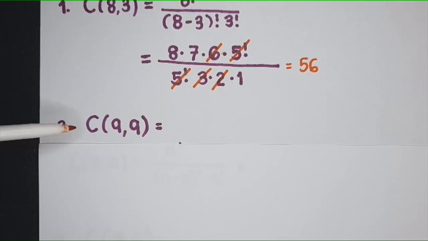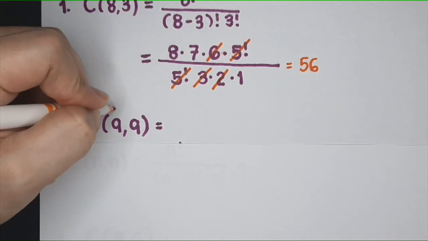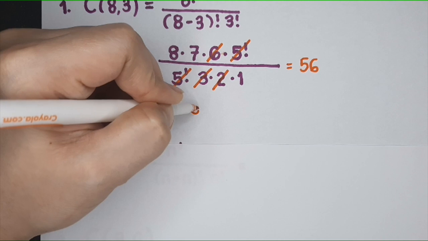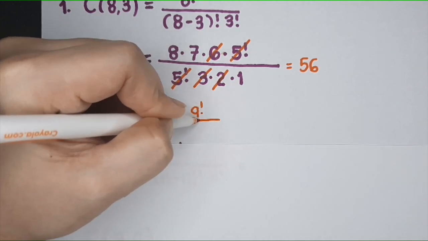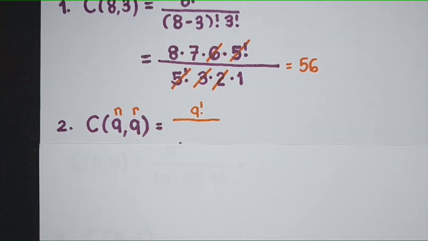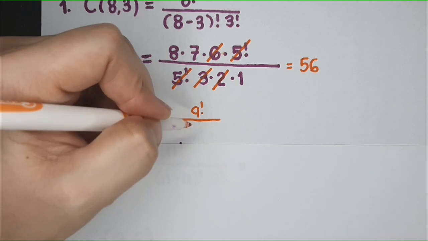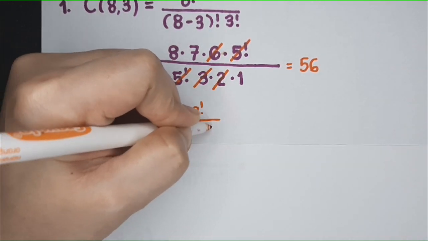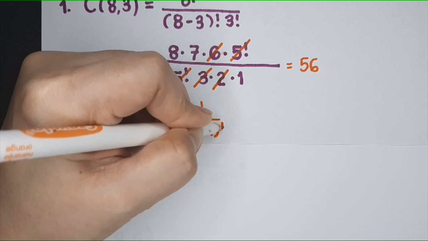What about this one? Nakita nyo? Same yung n. This is your n. And then this is your r. Okay. So, let's solve this. Sabi dito, n factorial. So, we have 9 factorial divided by n minus r factorial. So, we're going to have 9 minus 9 factorial.